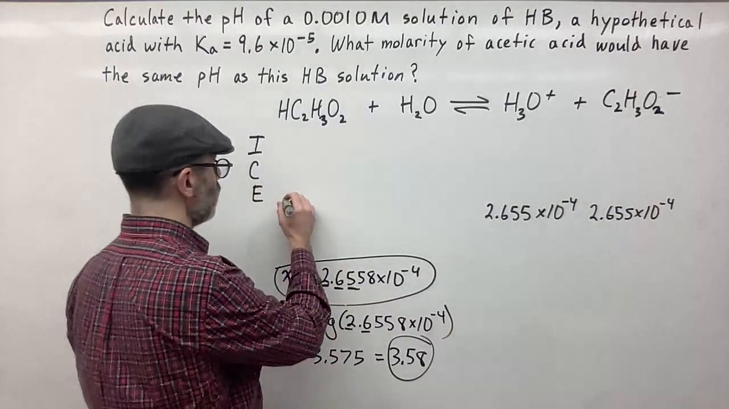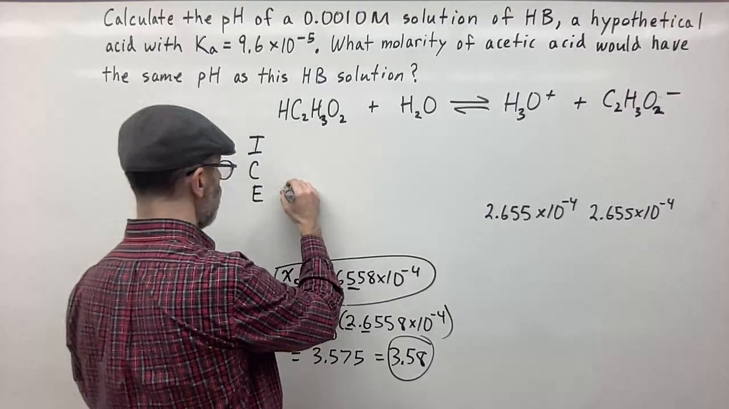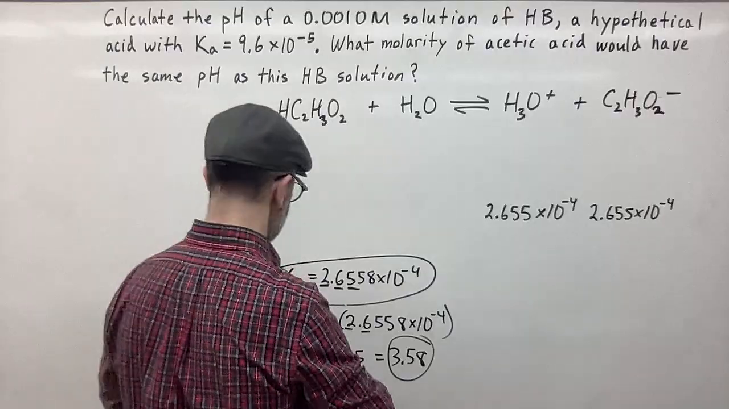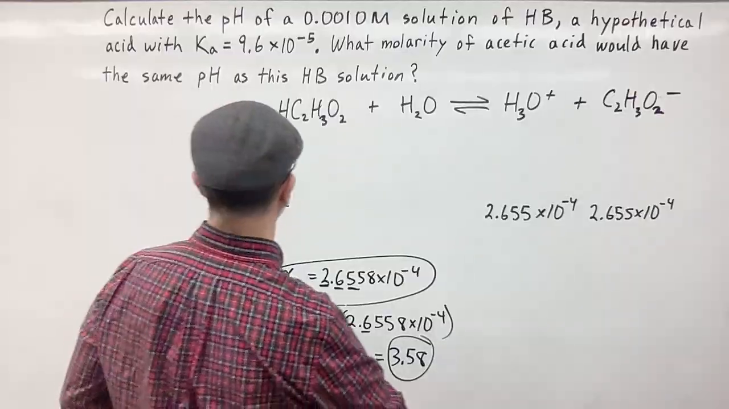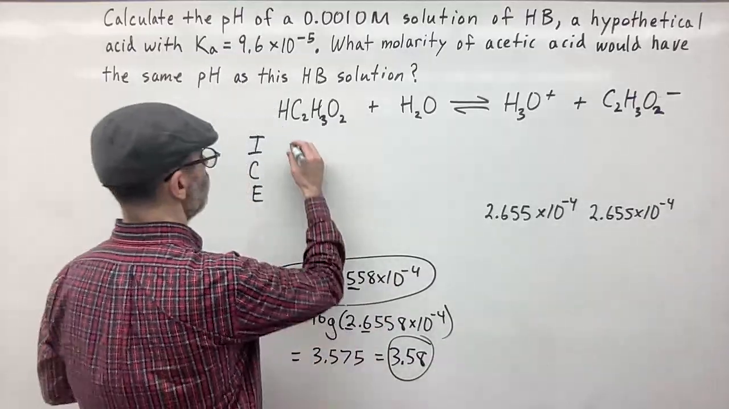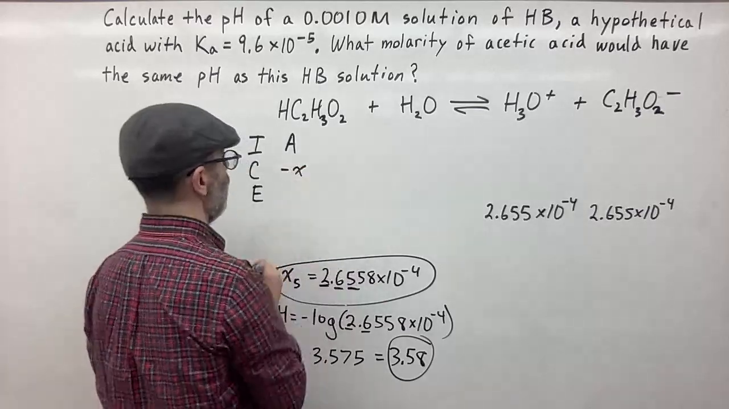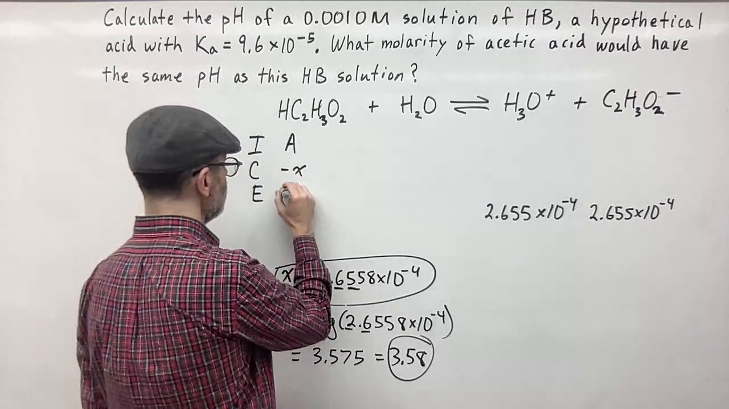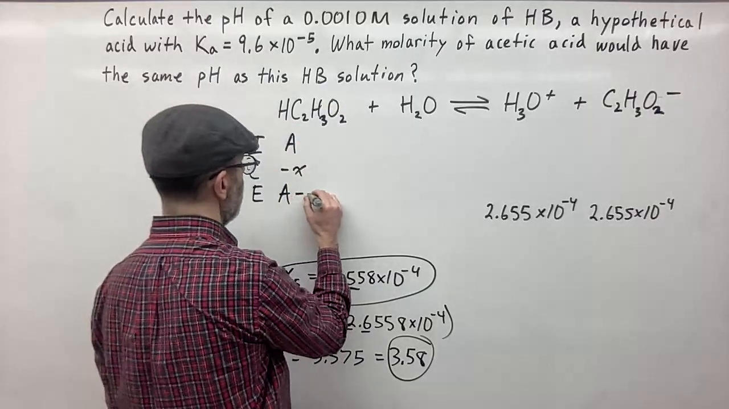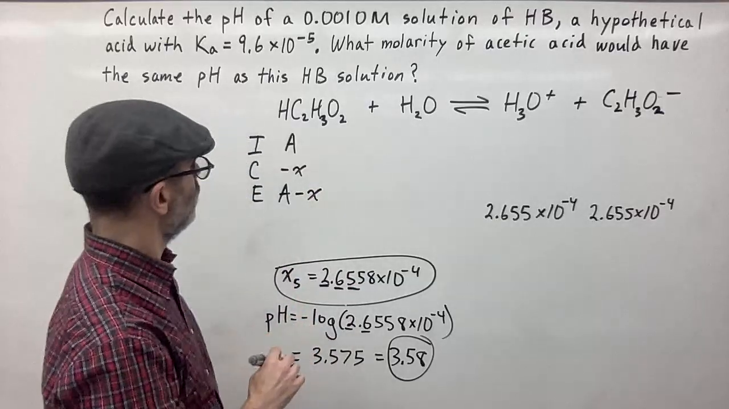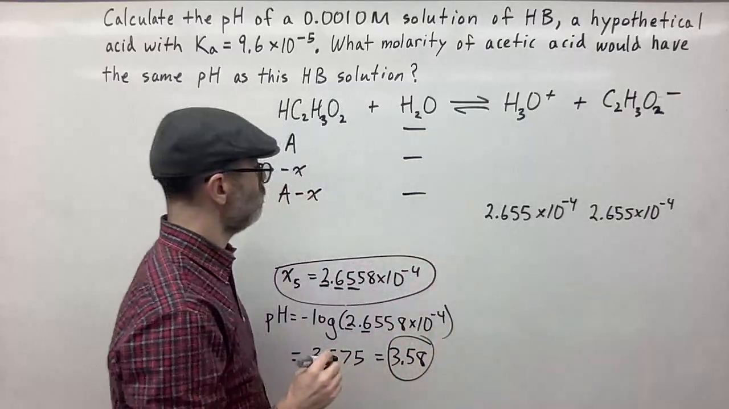And so this is going to be the initial concentration. We'll call that, I don't know, concentration of A. So if the initial concentration was concentration A, and then we lost an X amount of A, then that means that the equilibrium concentration of the acetic acid is going to be A minus X. Okay, so water we don't care about, we're ignoring water.